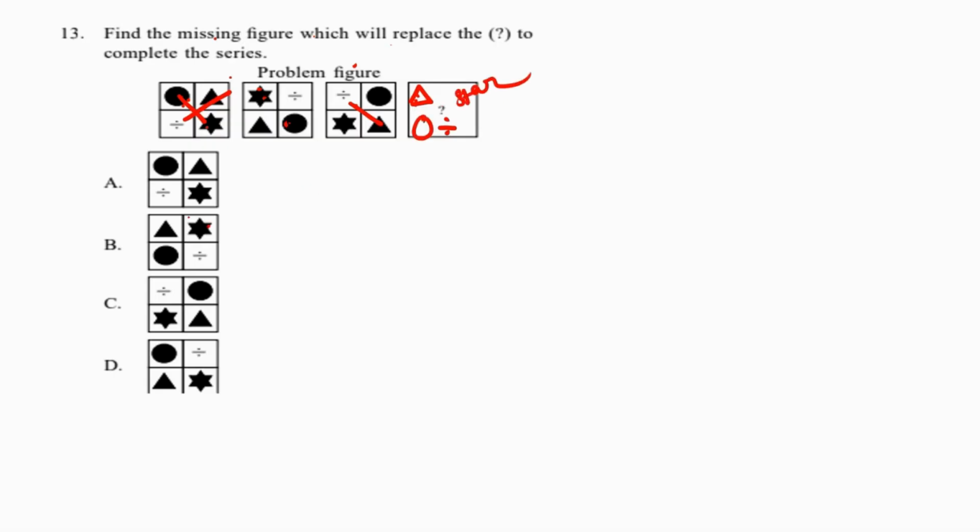So over here, option B is the required answer. The triangle, the star in the first row, the circle and the division symbol in the second row adjacent to each other.